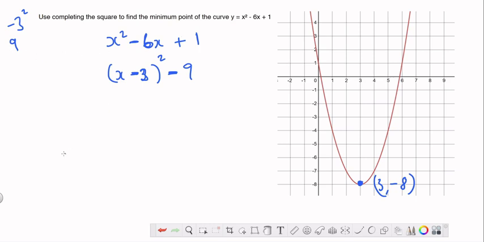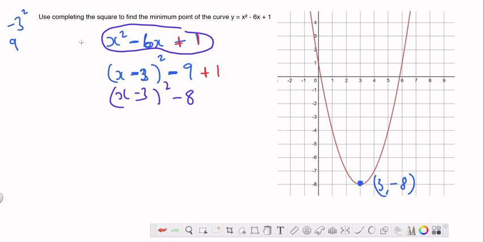And don't forget, there's a +1 at the end. So I need to put that on. So let me just simplify that now. That's (x - 3) squared, -9 add 1 is -8. Now, I've just told you this, right?